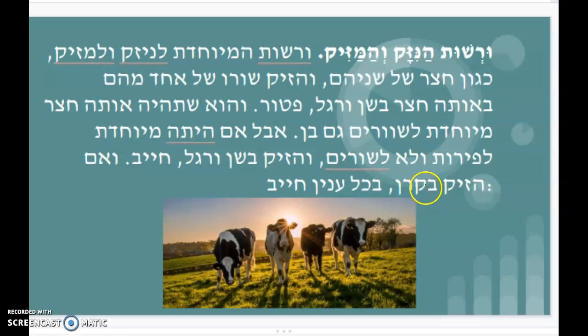V'im hizik b'keren, b'chol inyan chayav. If he causes damage b'keren, when the animal attacks, b'chol inyan means in every case he's chayav, because you should not have an angry cow in your property.